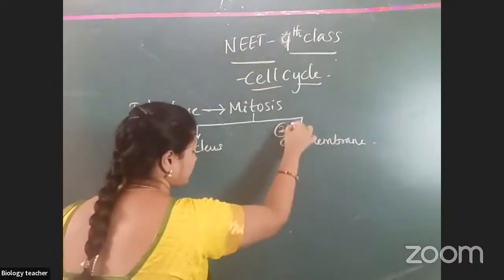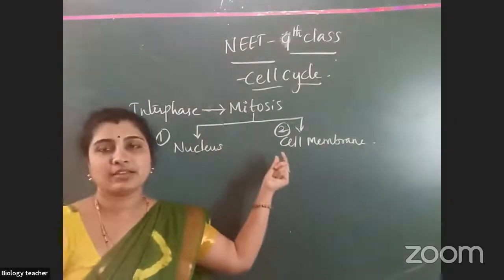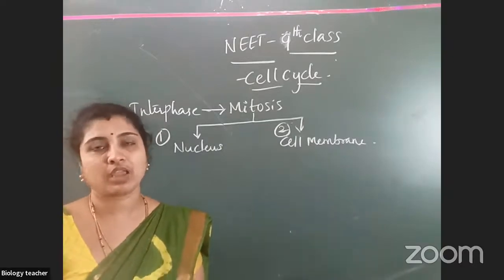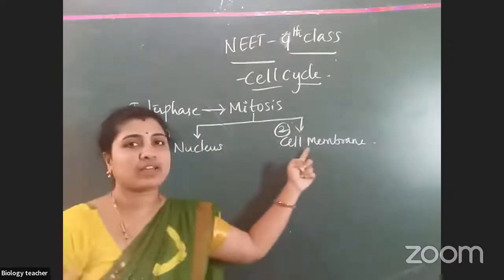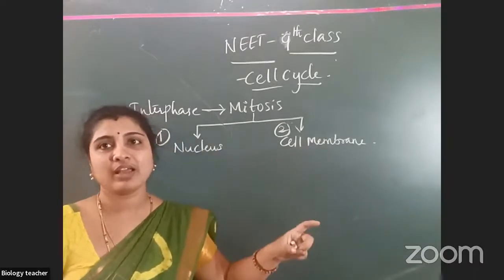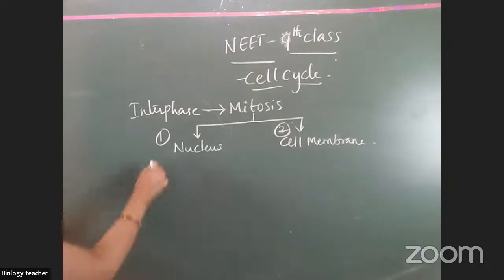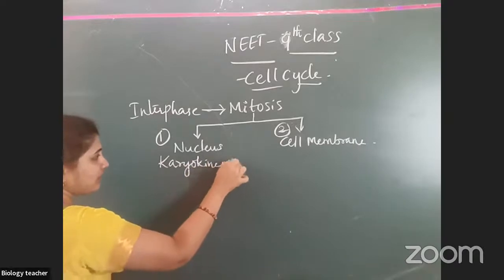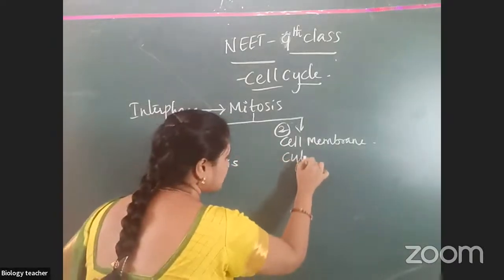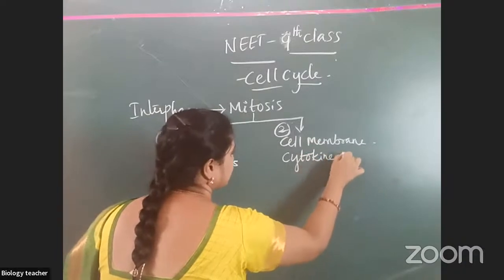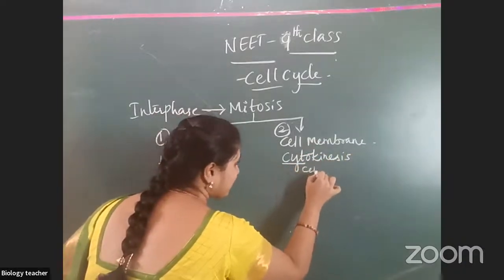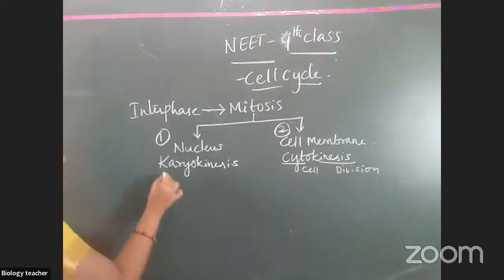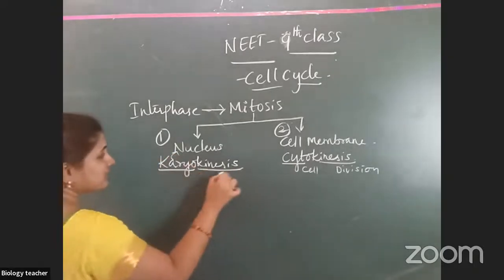Mitosis takes place with two divisions. It undergoes two types of divisions. One is nucleus division and another one is cell membrane division. So the nucleus will divide and the cell membrane will divide. The nucleus division is known as karyokinesis, and the cell membrane division is known as cytokinesis. Cyto means cell, kinesis means division. Karyo means nucleus, kinesis means division.